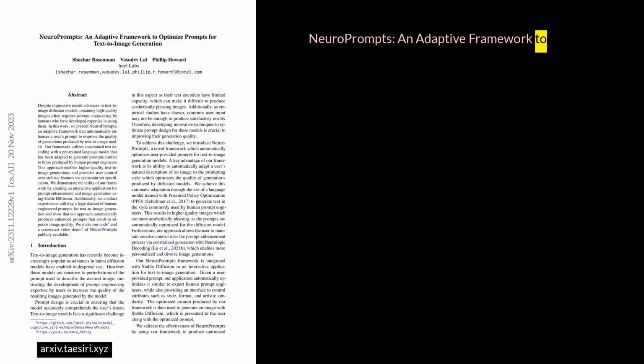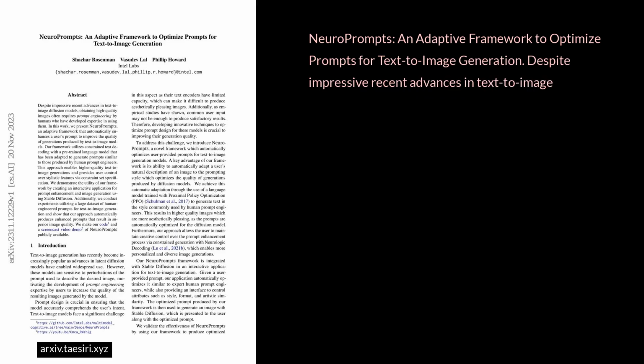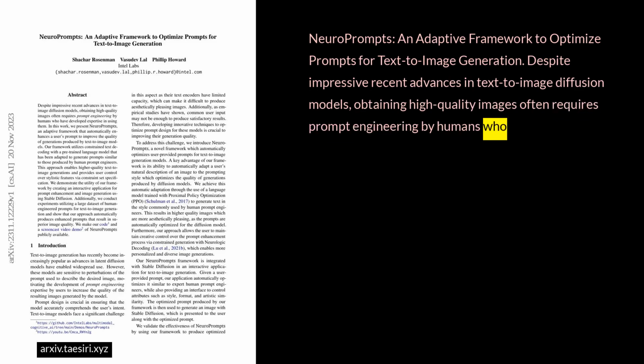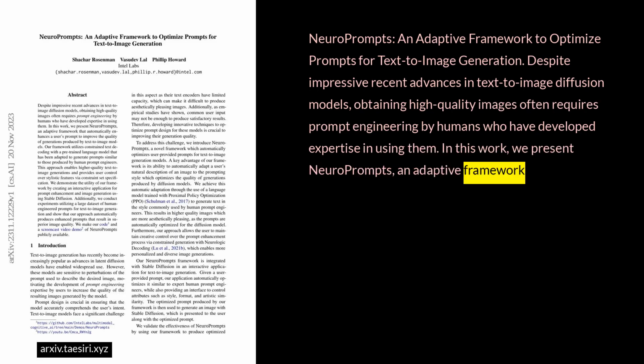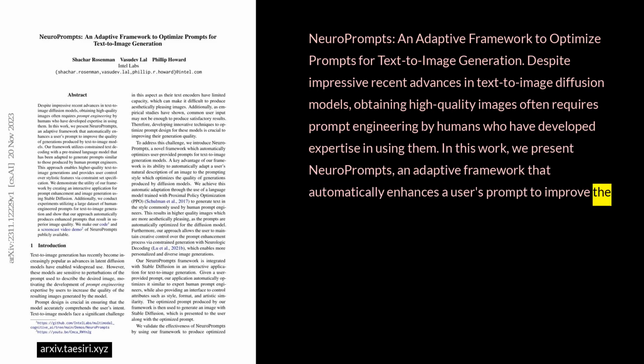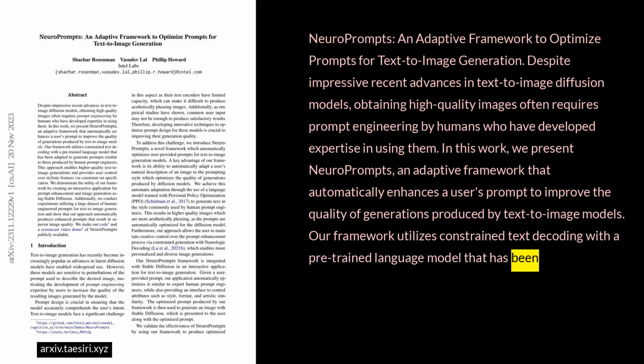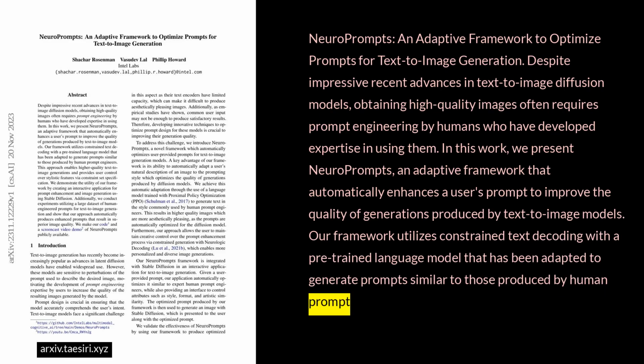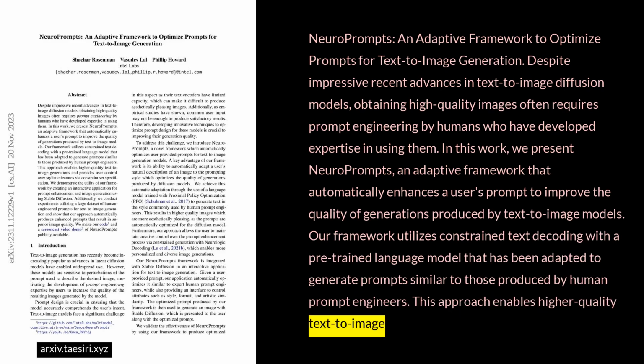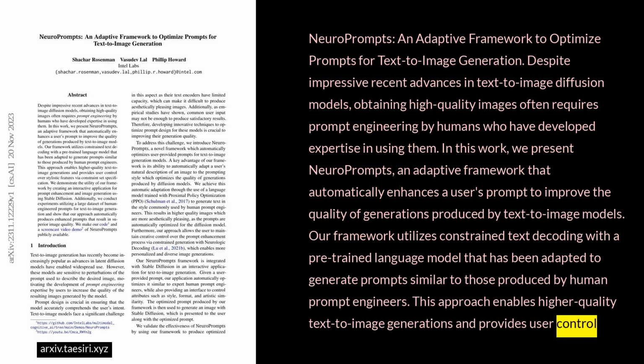NeuroPrompts, an adaptive framework to optimize prompts for text-to-image generation. Despite impressive recent advances in text-to-image diffusion models, obtaining high-quality images often requires prompt engineering by humans who have developed expertise in using them. In this work, we present NeuroPrompts, an adaptive framework that automatically enhances a user's prompt to improve the quality of generations produced by text-to-image models. Our framework utilizes constrained text decoding with a pre-trained language model that has been adapted to generate prompts similar to those produced by human prompt engineers. This approach enables higher quality text-to-image generations and provides user control over stylistic features via constraint set specification.